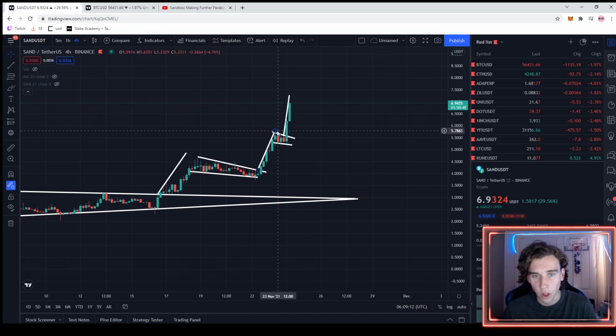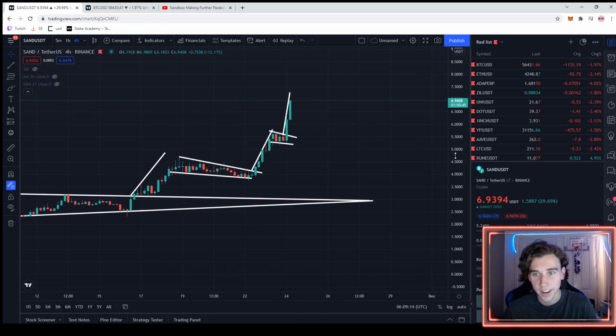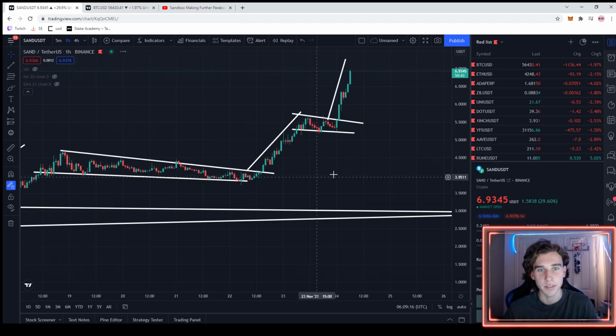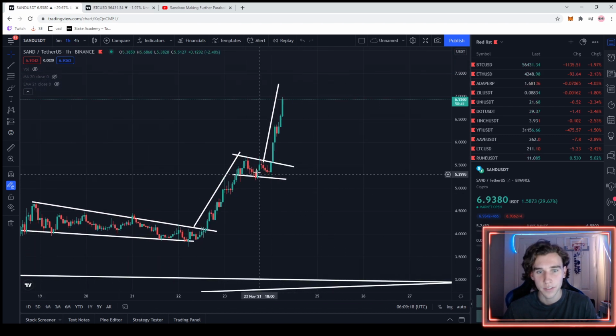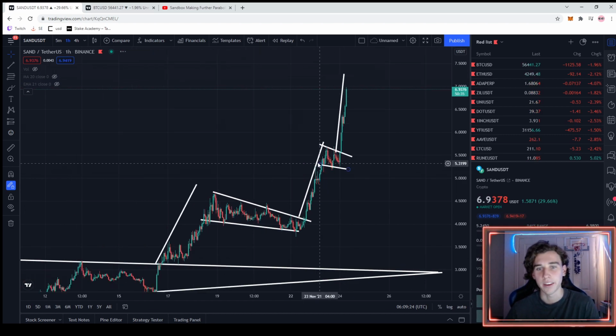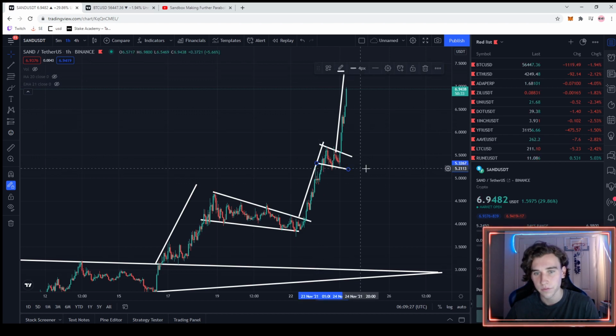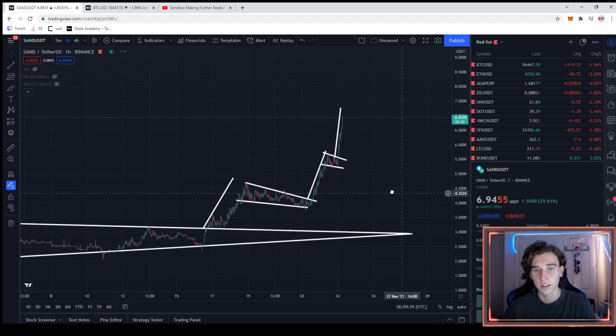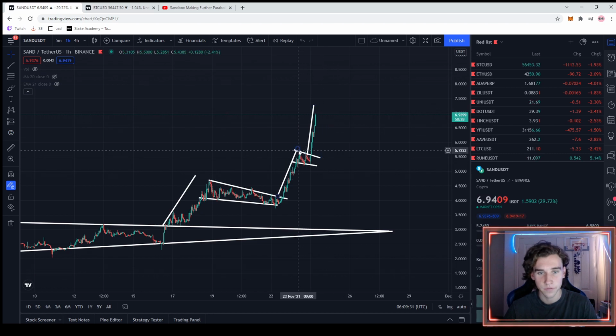I put the lines around $5.70, and you can see, let me go to the hourly, it's a bit more clear. We hit $5.70 pretty much perfectly, and then we came down to our other line that we had here. So this played out almost exactly as I predicted.